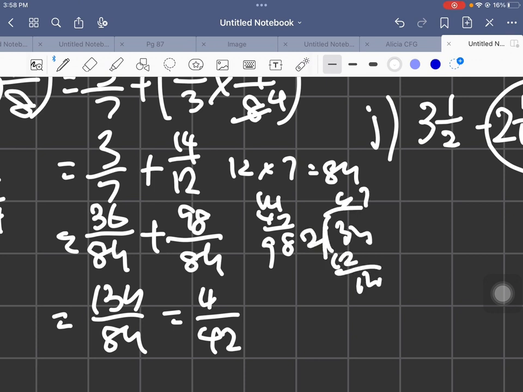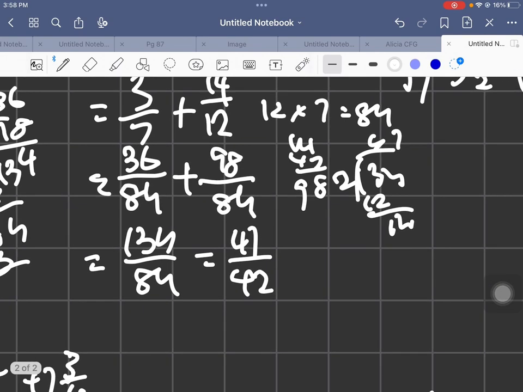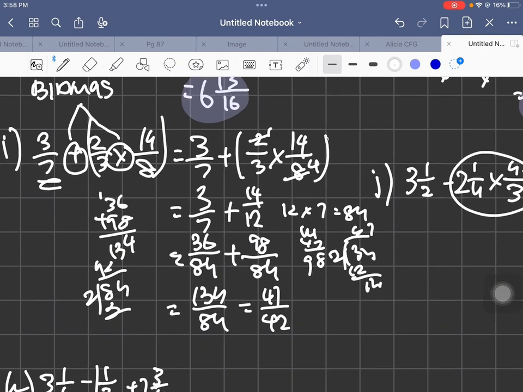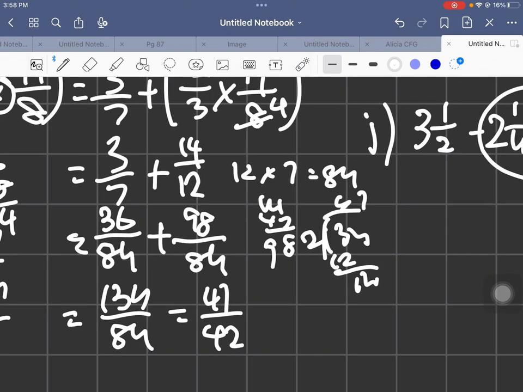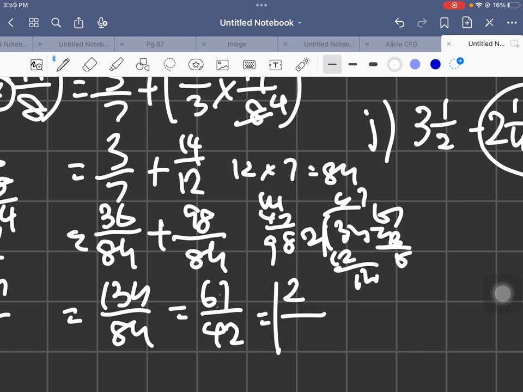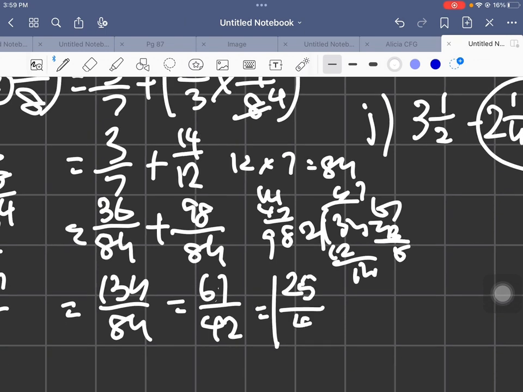I mean 67. And I'll convert it to a mixed number, which is 1 and 67 minus 42, 25. 25 over 42. And this is the final answer for question I.